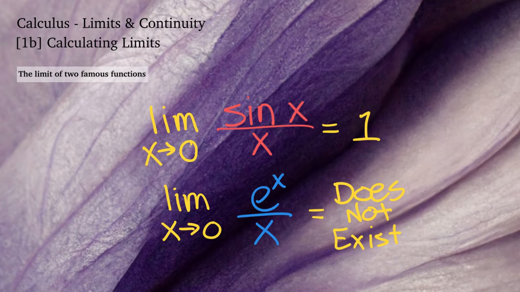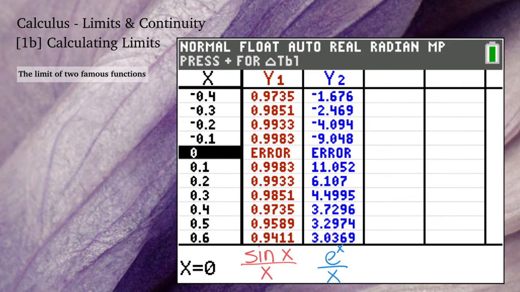Did you happen to enter both functions in and analyze them together? That's what I did. I have 3 calculator screenshots to share with you. In this first one, you'll notice sine x over x in red, e to the x over x in blue, and the change in the x values as you go up and down is 0.1.